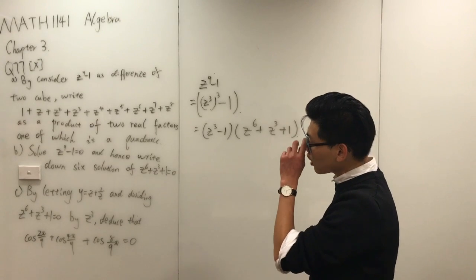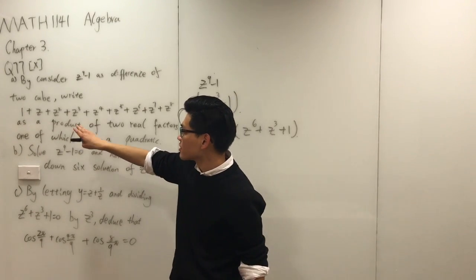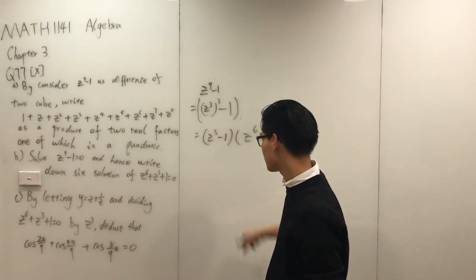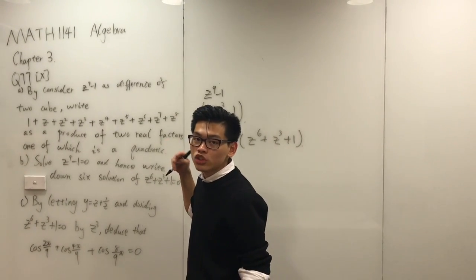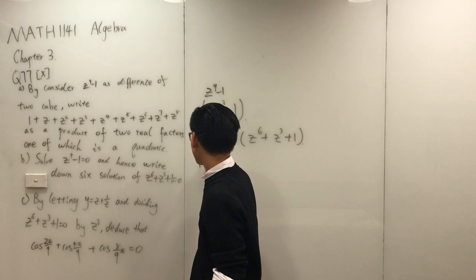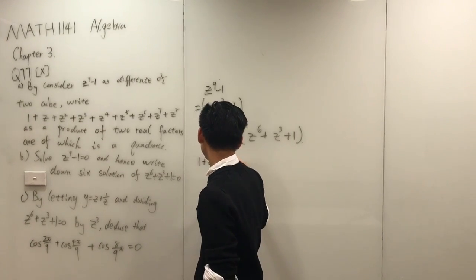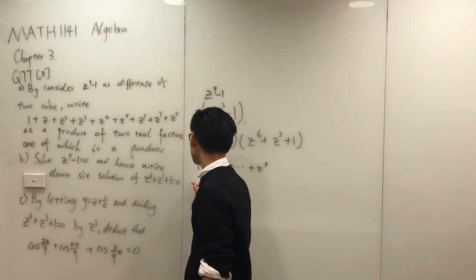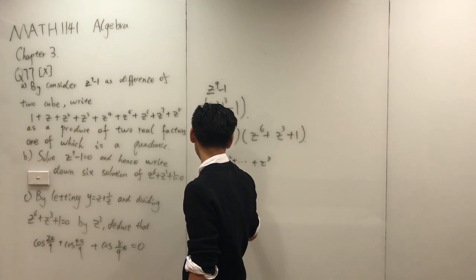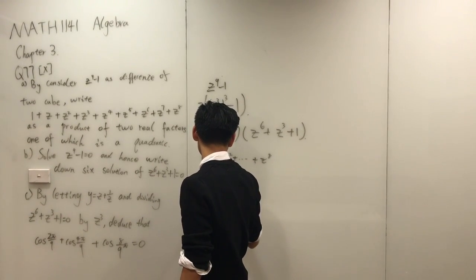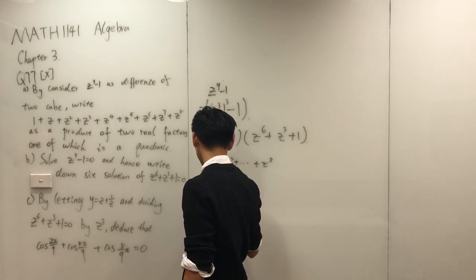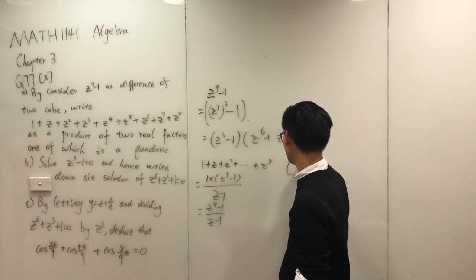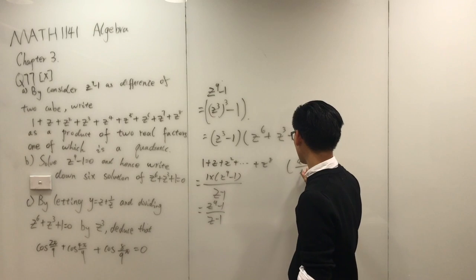Right? Now, let's look at this. 1 plus z squared plus z cubed plus z to the 4, z to the 5, z to the 6, z to the 7, z to the 8. So this clearly is a geometric expression. So just write down 1 plus z squared up to z to the 8, which is a geometric series. From high school math, you guys should all know the formula: a, r to the power of n minus 1, divided by r minus 1.